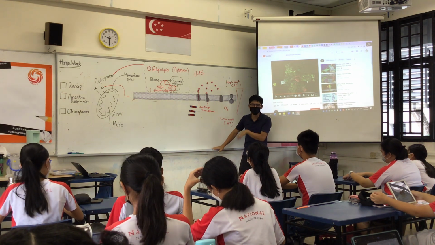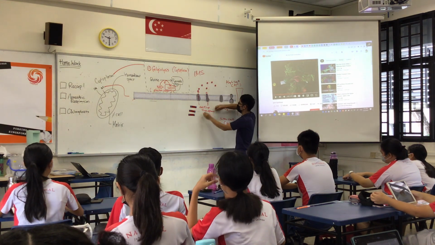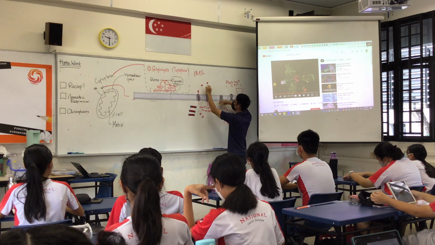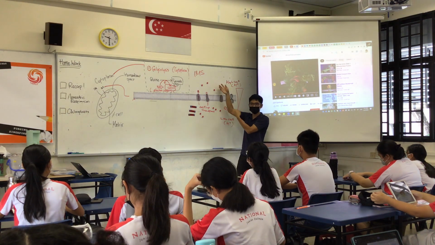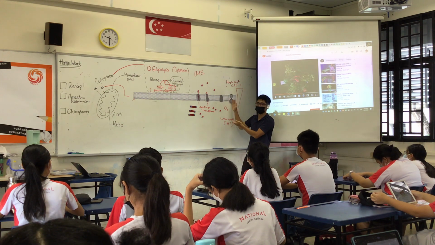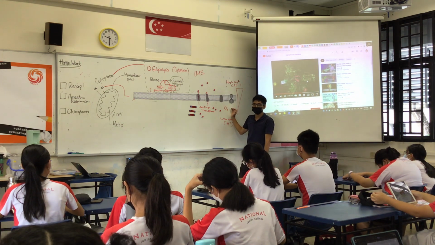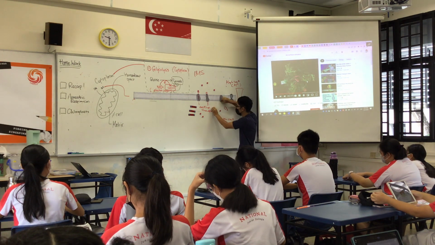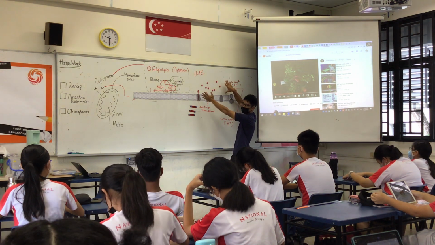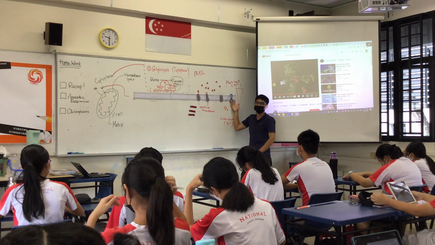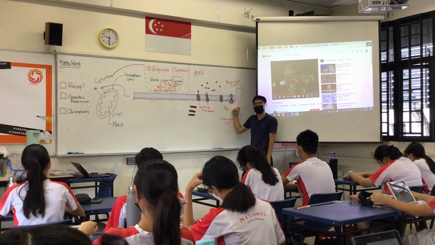But the reality is, at the start, there are almost an equal amount of protons on both sides. There's no difference in concentration, so nothing will flow through it. That's why we need to pump it. We need to pump it just so that we can create a high concentration here, so that it will flow through this special enzyme.